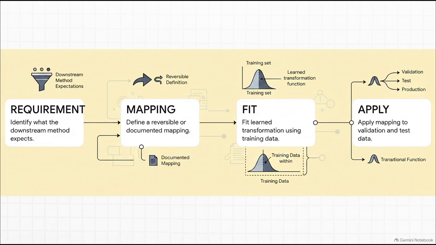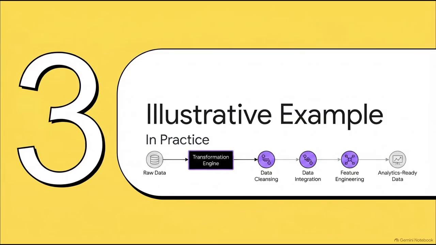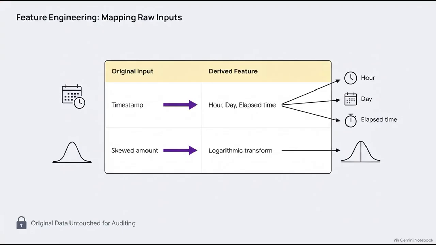This path matters deeply. One bad assumption at any of these stages can completely compromise your model. A responsible explanation shows you this whole flowing pipeline, not just the final output. Moving right along to part 3, let's look at an illustrative example in practice. To make this concrete, let's look at a transaction timestamp. That single input can be mapped into 3 highly useful derived features: the hour of the day, the day of the week, and the elapsed time since the previous transaction.